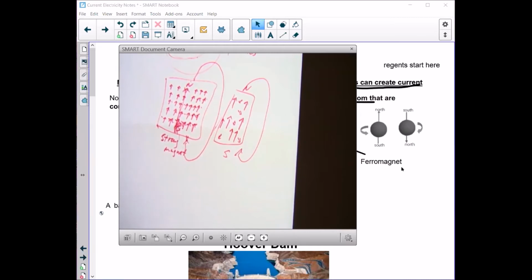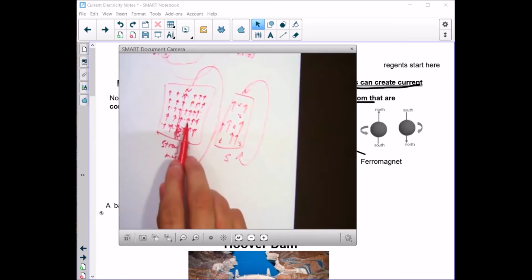Okay, good. Let's hear some more questions, because those were great. I have a question. Yep. If that's what's going on inside of the magnet, how does that affect what goes on outside of it? How does that make things stick to it? That makes sense. Okay, good. So this is what's happening inside the magnet.